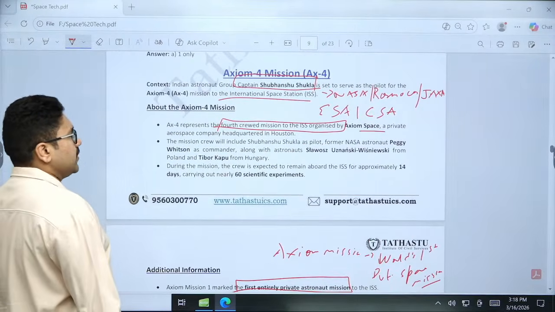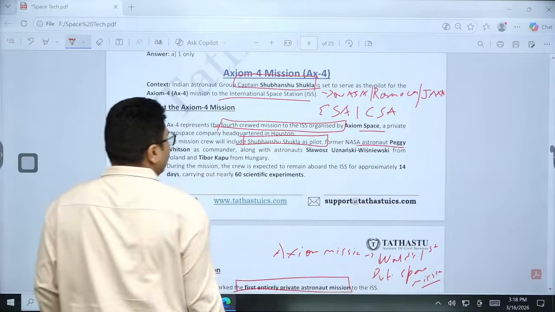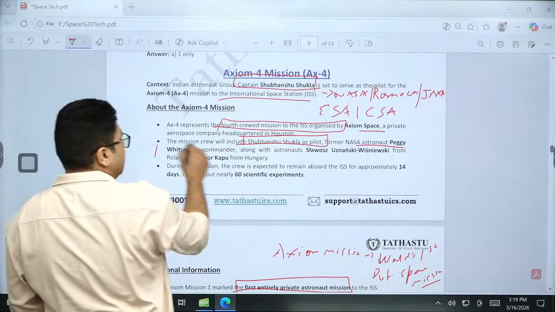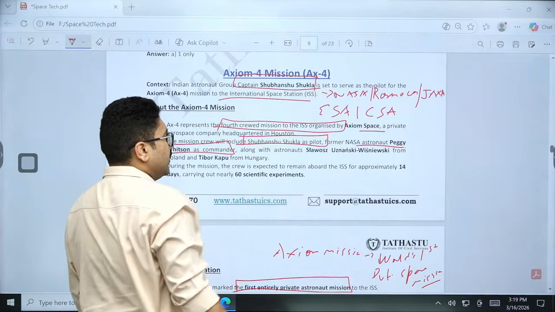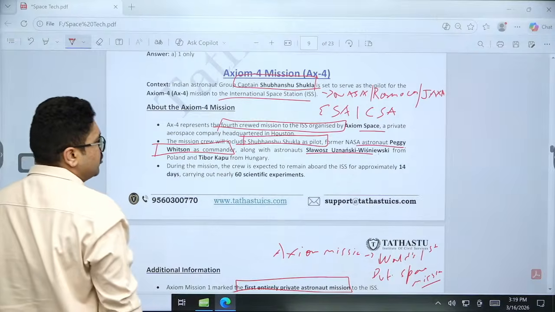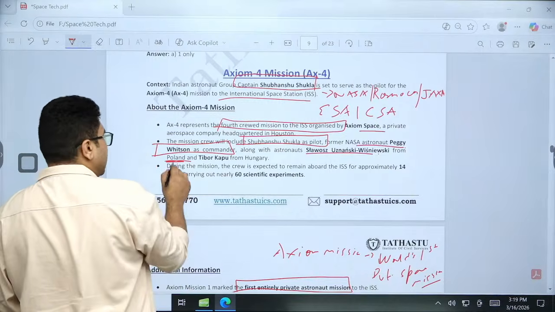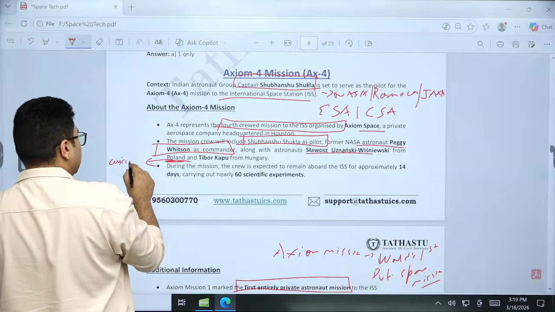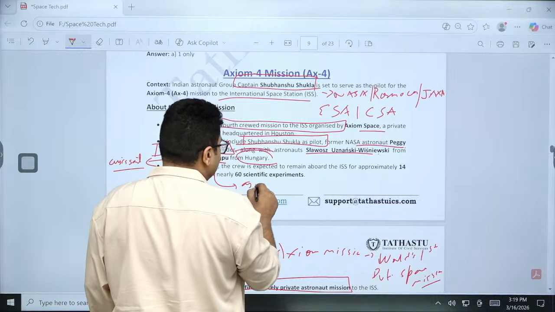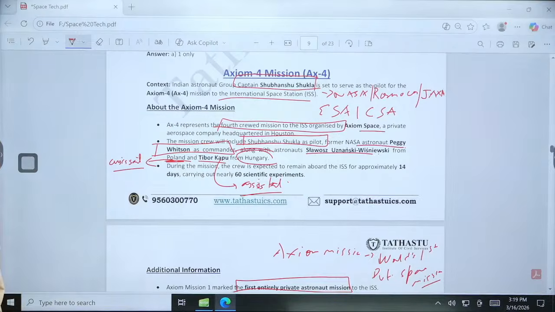So in this mission, Shubhanshu Shukla acted as the mission pilot. NASA astronaut Peggy Whitson acted as the mission commander. Then the Polish astronaut acted as an assistant on the mission. Similarly, Tibor Kapu from Hungary also acted as an assistant in the mission.